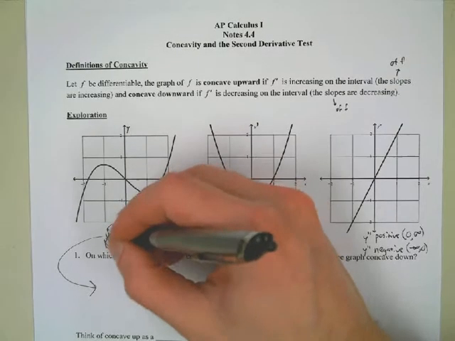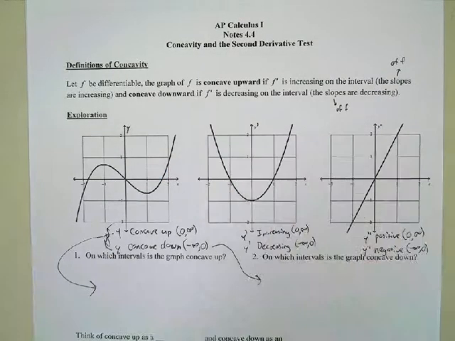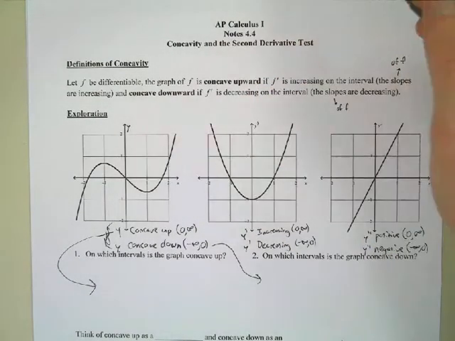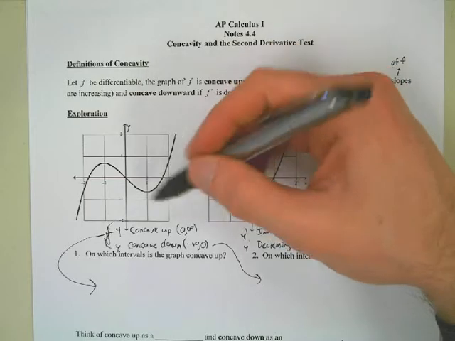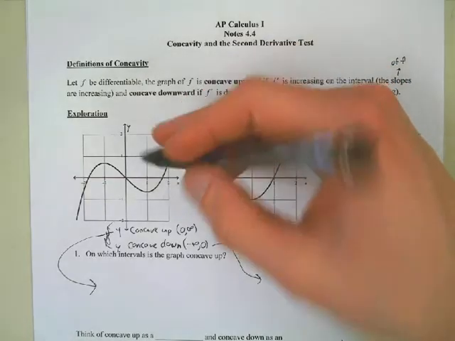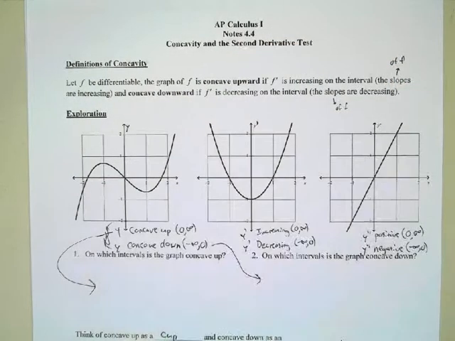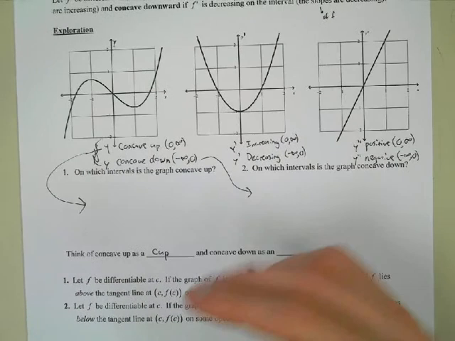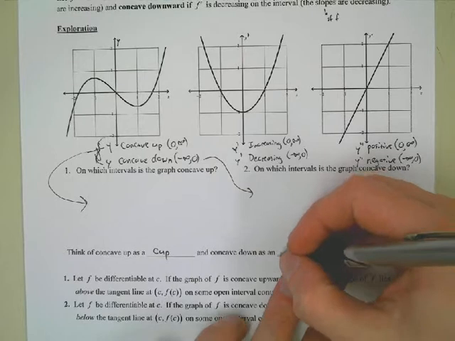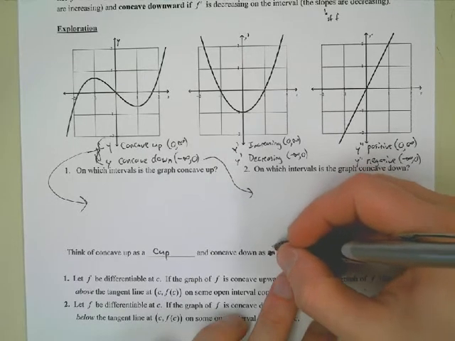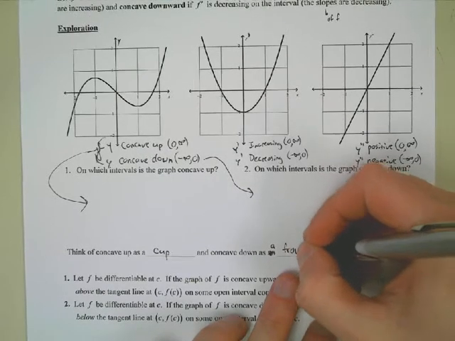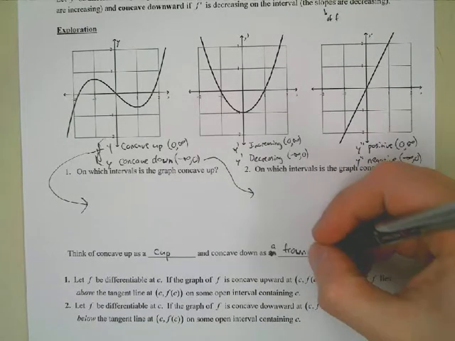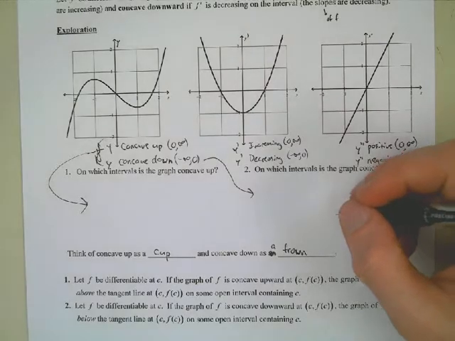Okay? So when we look at this, visually there, you see kind of like a valley, right? So you can think of concave up as a cup. Concave up like a cup. And then concave down as a frown. Concave up like a cup. Concave down like a frown. Or people have said umbrella, or it looks like an umbrella.